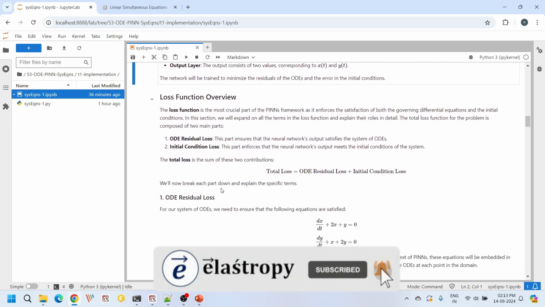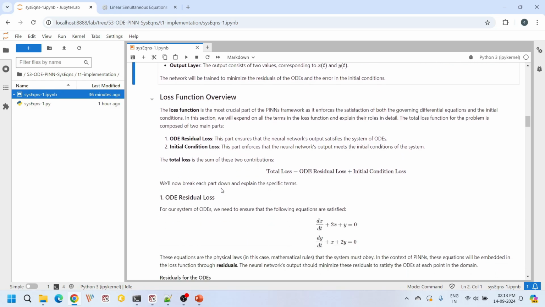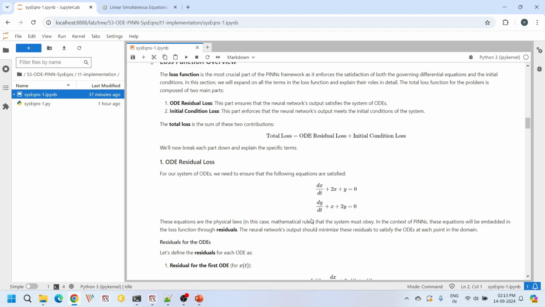As I said, in this problem or any problem, we have a particular set of governing differential equations and some set of initial or boundary conditions. So we will formulate this total loss as a combination of residual loss, that is the loss that is obtained from the governing differential equations, and the loss that is obtained from the initial conditions. If we have additional boundary conditions, we will add that one also, boundary condition loss. So these are the two governing differential equations.